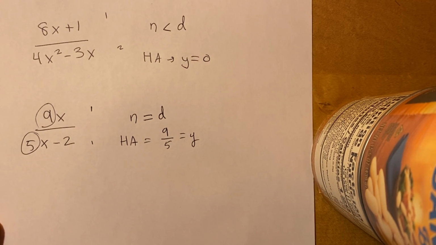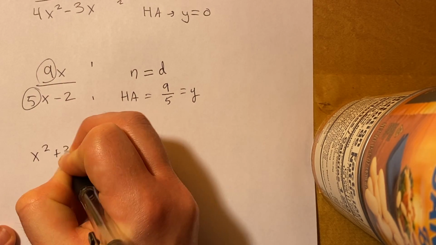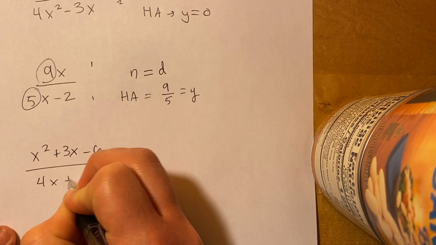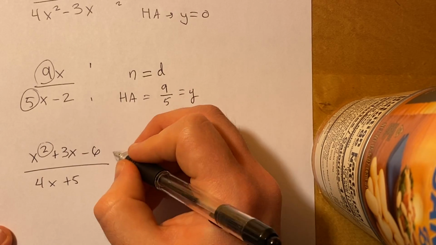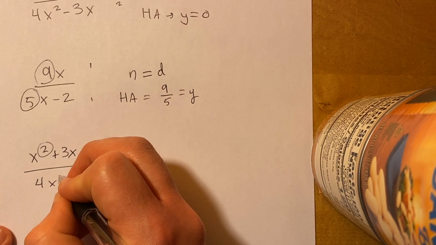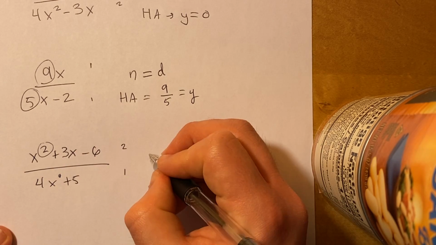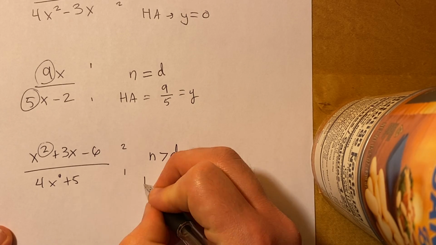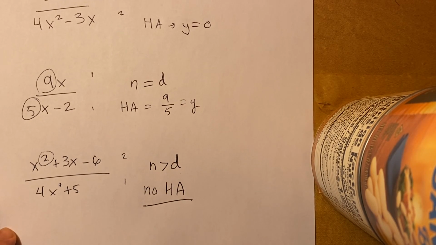The last one is x squared plus 3x minus 6 over 4x plus 5. In this case, the numerator degree is 2 and the denominator degree is just 1. So the numerator degree is greater than the denominator, and we have no horizontal asymptote. All right, pretty good.